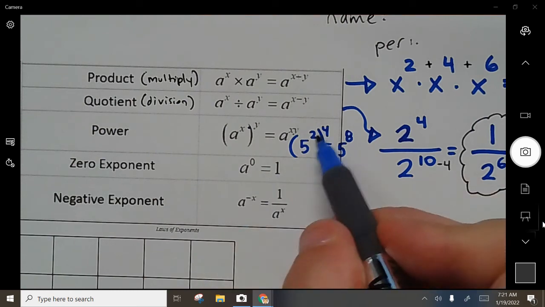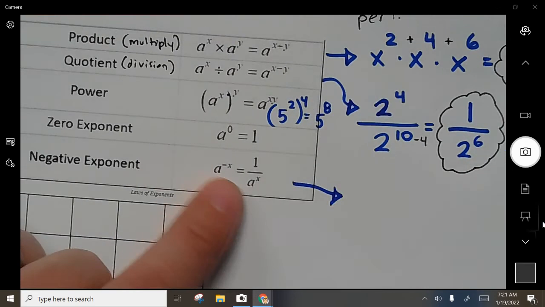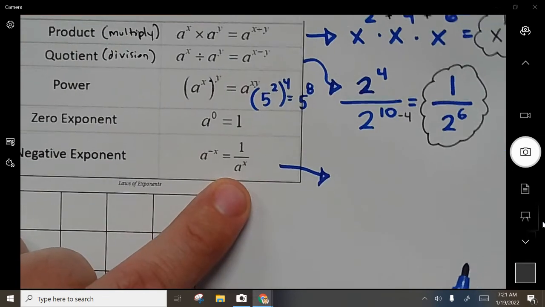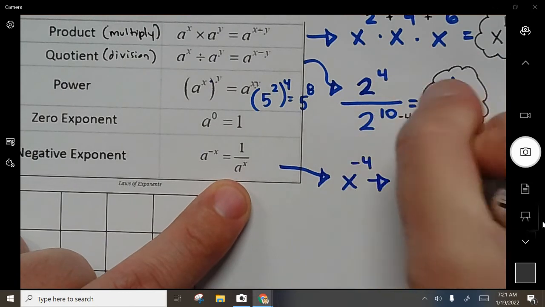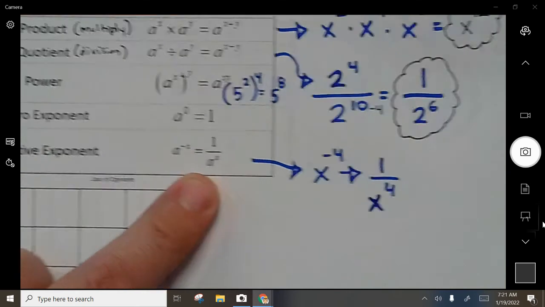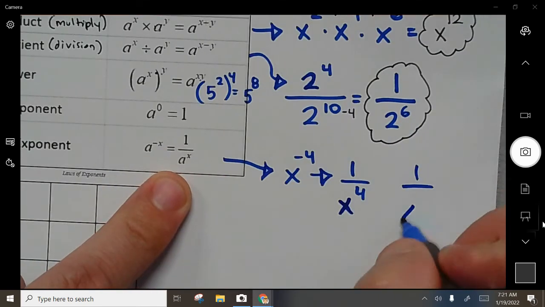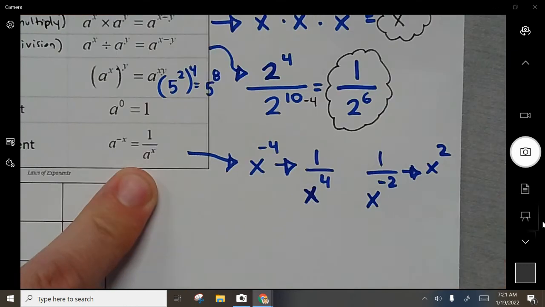Again, here, this is multiplying. All right, make sure. And then here, we just talked about it again. If you have a negative exponent, it has to flip sides and turn positive. So if it was x to the negative 4, it becomes 1 over x to the 4. What if it was 1 over x to the negative 2? Then it would just become x squared.